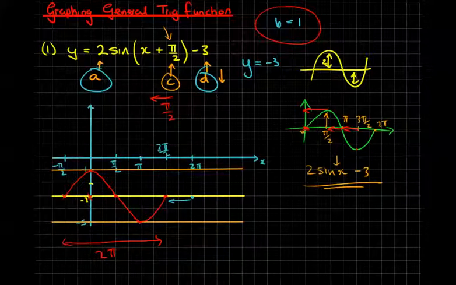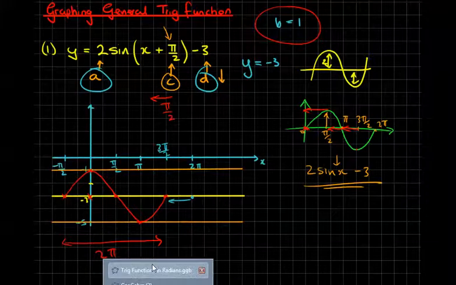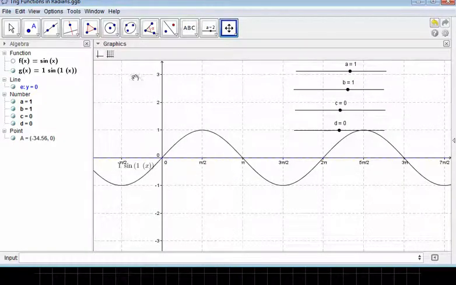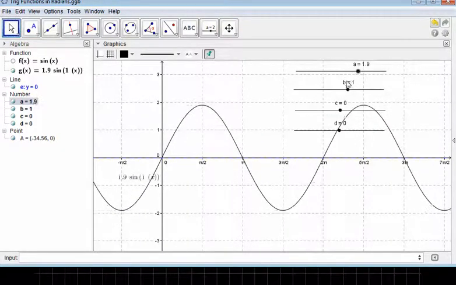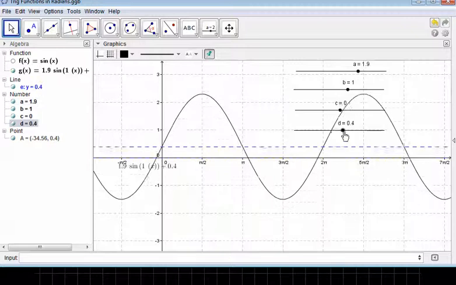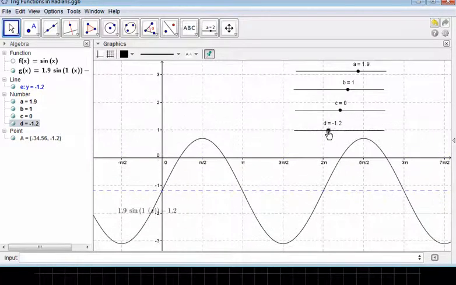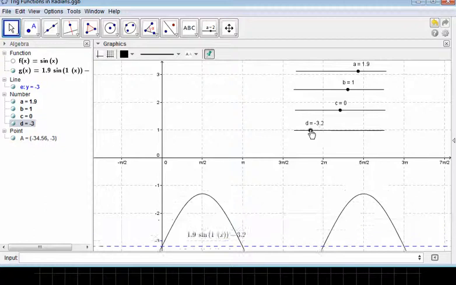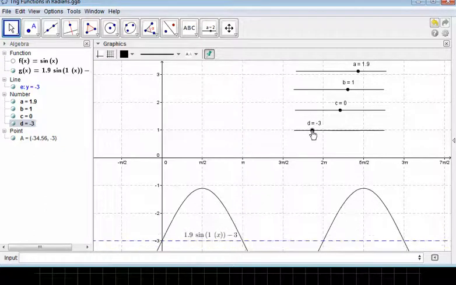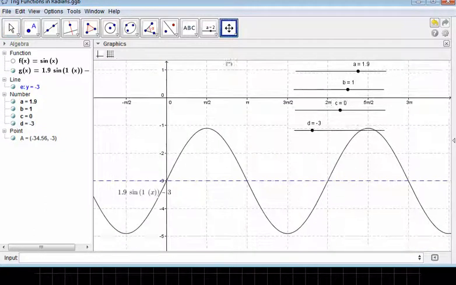Now let's just double check it first of all. We're going to set all the bars on our GeoGebra software to the correct value. So let's do A first of all. A is 2, so let's change that to 2. And D was -3, let's change that to -3. Okay, so we're looking as if it is down here. So far so good. Here's y equals -3.